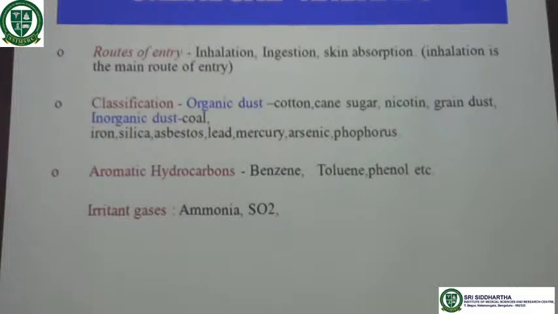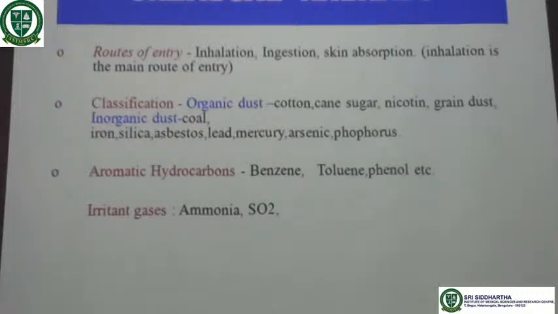When you classify these, we have organic and inorganic. Organic, such as cotton, cane sugar, nicotine, grain dust, etc. Inorganic, such as iron, silica, asbestos, lead, mercury, arsenic, coal, phosphorus, etc. We are going to discuss in detail the contribution of all these organic and inorganic dusts later.